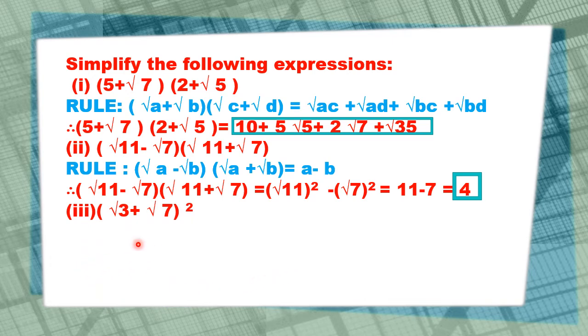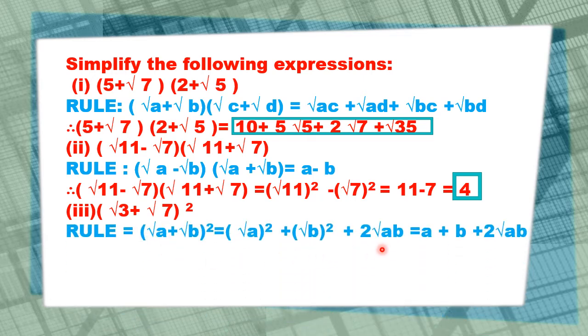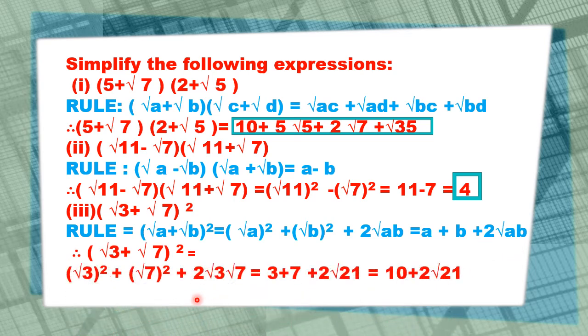And the next example, this is a plus b whole squared. A squared plus 2ab plus b squared. You can even say that a squared plus b squared plus 2ab. So here it is root a squared, therefore it will be a, root b squared, and this will be b, and 2ab means 2 into root ab. So here how the process is: root 3 squared. It means root a squared. It is 3. Root b squared, 7, plus 2ab.